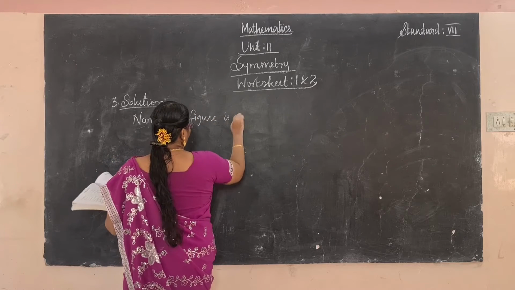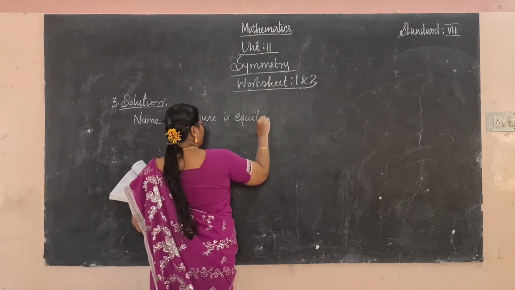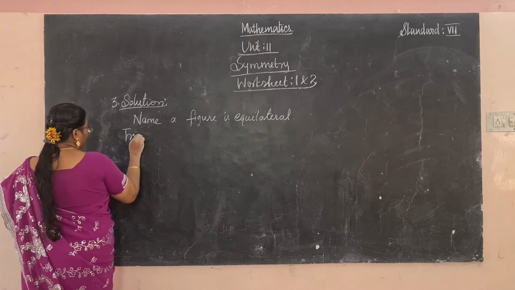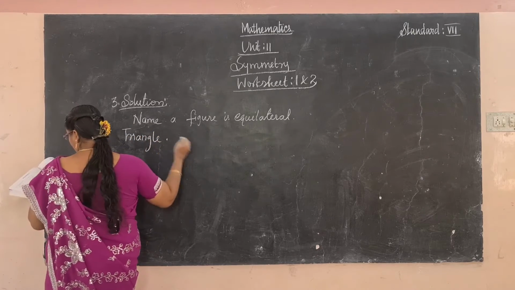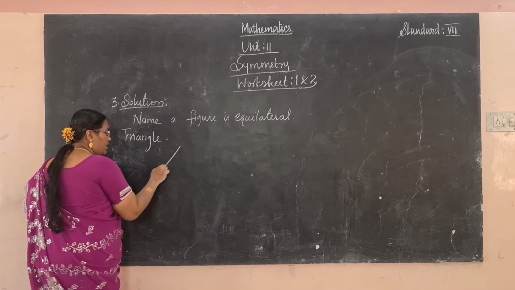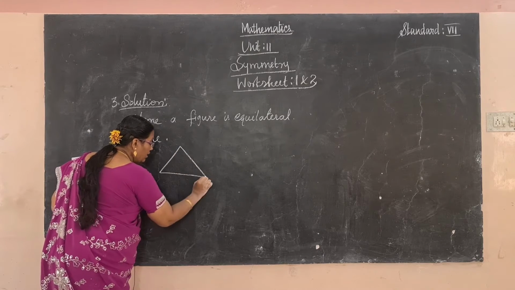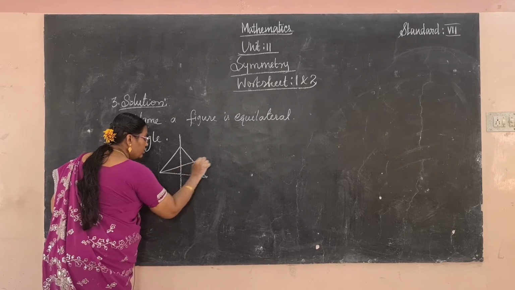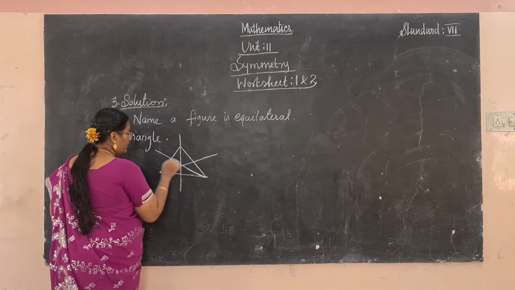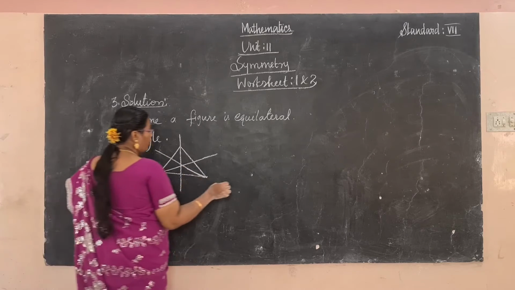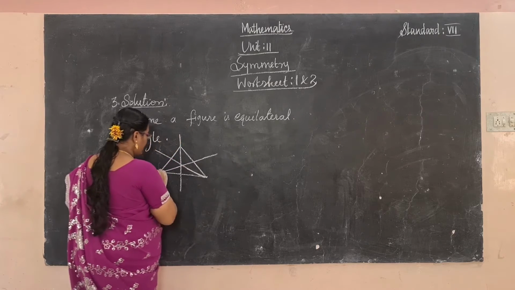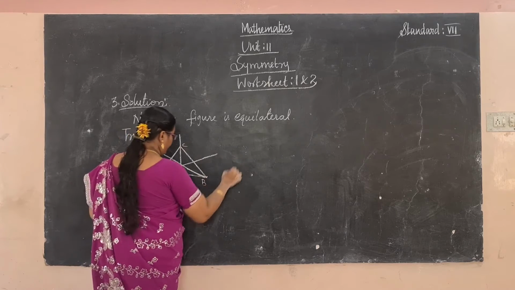The figure is the equilateral triangle. It has 3 lines of symmetry: 1, 2, 3. And the order of rotation is also 3. For the order of rotation, for example, take the vertices A, B, C.